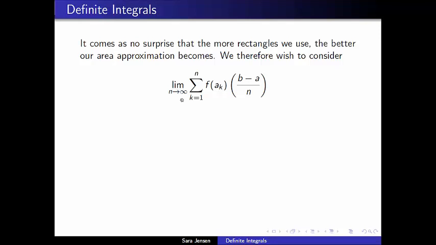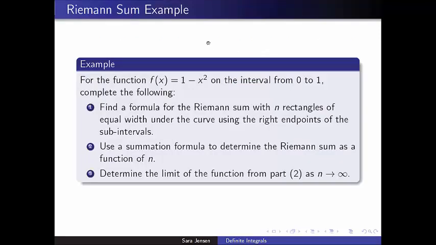So for the remainder of this video, I'd like to take a look at doing a computation involving this limit of a sum of individual areas the long way. So for our example, I'd like our function to be the function 1 minus x squared, and I'd like us to work on the interval from 0 to 1.